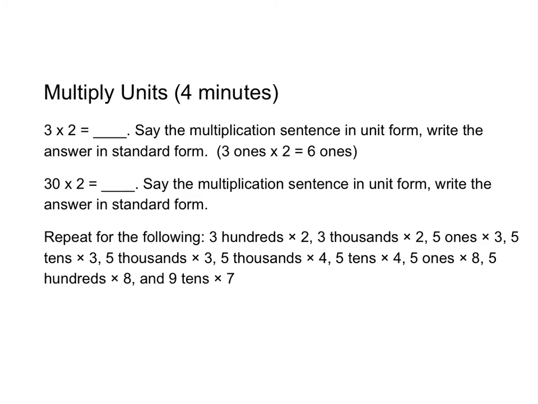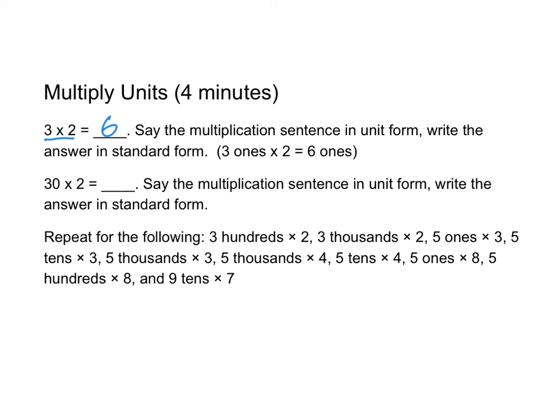The next thing that we're going to do is multiplying units. And so this is a little bit different than what we're typically looking at. We start off here with 3 times 2. Well, 3 times 2 equals, we're going to say this multiplication sentence in unit form, but we're going to write our answer in standard form. So if we were to say it in unit form, we'd say 3 1s times 2 equals 6 1s. And 6 1s in standard form is just 6 as we know it.